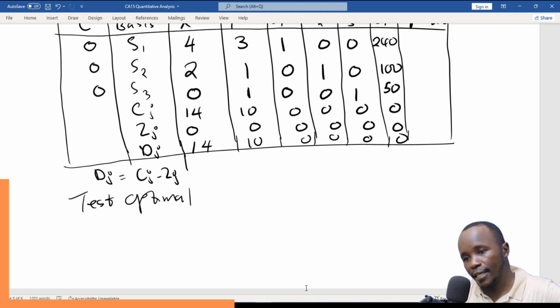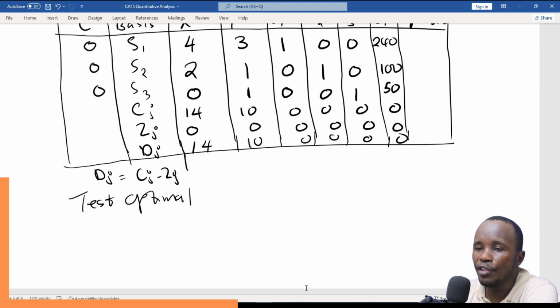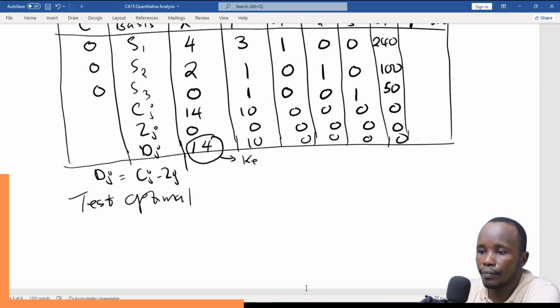So I notice that the table is not optimal. We move to the next stage. The next stage is to identify the key column and the key row. Looking at the Dj, the one with the highest value here becomes the key column.